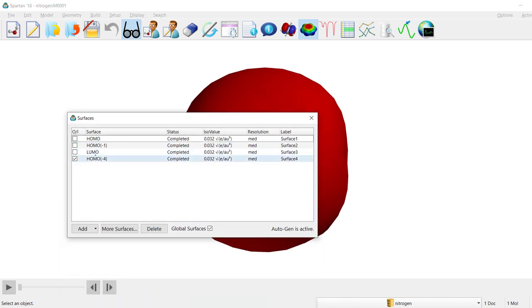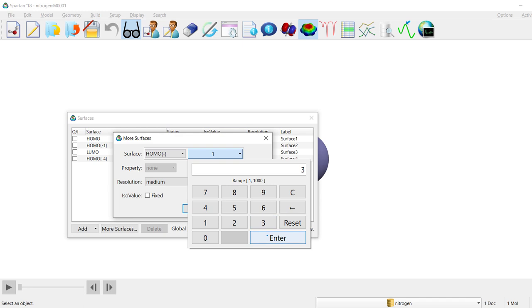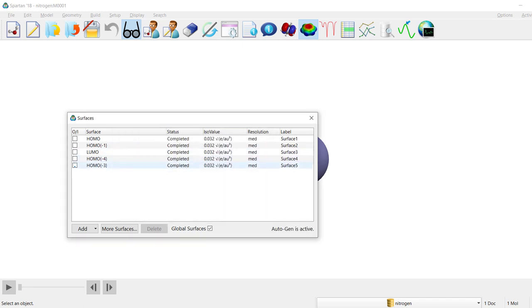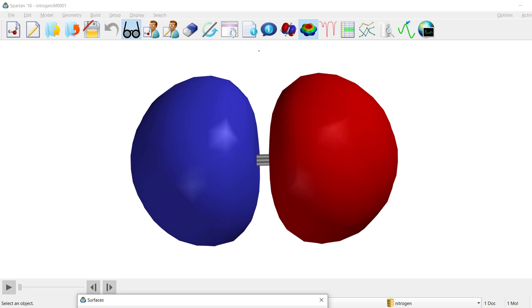And if we go and look at the little bit higher one, the HOMO minus 3, we can look at that one. And you see that really nicely shown node right in the middle, two lobes in opposite colors that tell you that this is antibonding. You have the constructive HOMO minus 4 and the destructive HOMO minus 3 orientation of those orbitals.